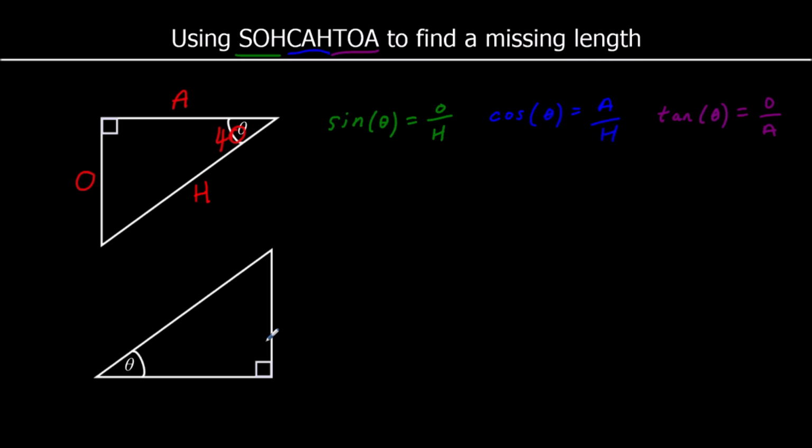So we need to label the triangle. And in this triangle, which one's H? H is opposite the right angle, the longest length. Which one's O? O is opposite the angle we're using. And A is the other one, or in between the angle and the right angle.